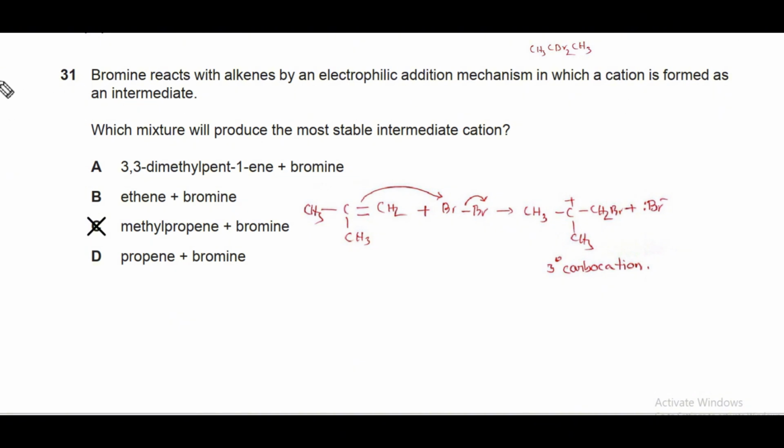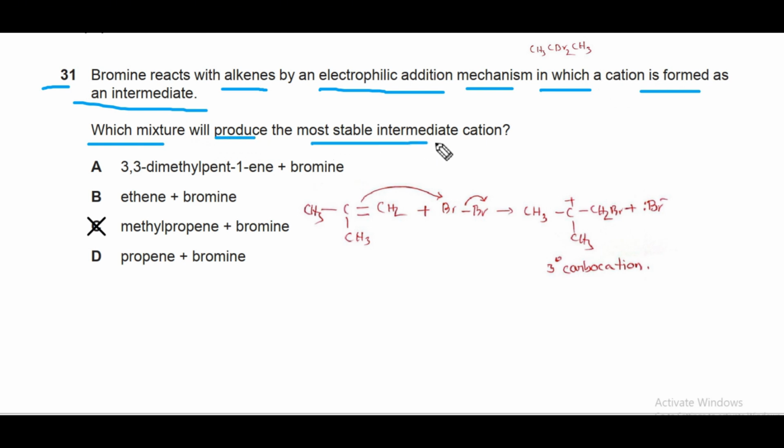Next, question 31. Bromine reacts with alkenes by an electrophilic addition mechanism in which a cation is formed as an intermediate. Which alkene will produce the most stable intermediate cation? This answer will be C. When methylpropene reacts with bromine, a 3 degree or tertiary carbocation is formed, which is most stable.